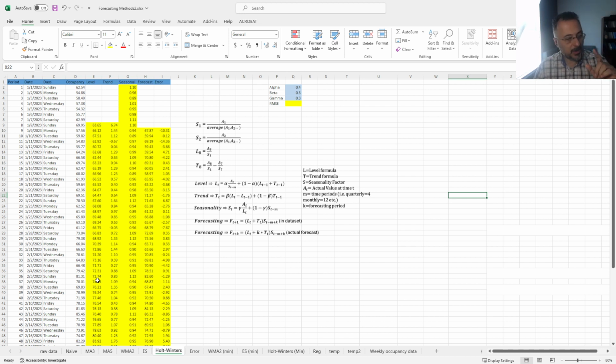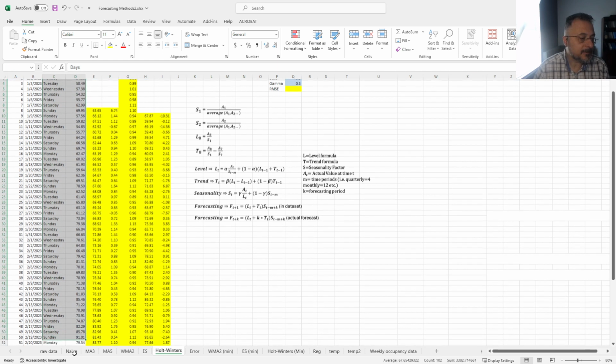I want you to understand one thing. As you can see here, M is the number of time periods, right? If it's quarterly, 4; monthly, 12; etc. The reason you see L8, T8, for example, is because we are doing the seasonality in the week. So our number of time periods is 7. In the week we are looking at the variations. We know that in the hotel industry, for example, Tuesday nights versus Saturday nights are going to be different in terms of occupancy.